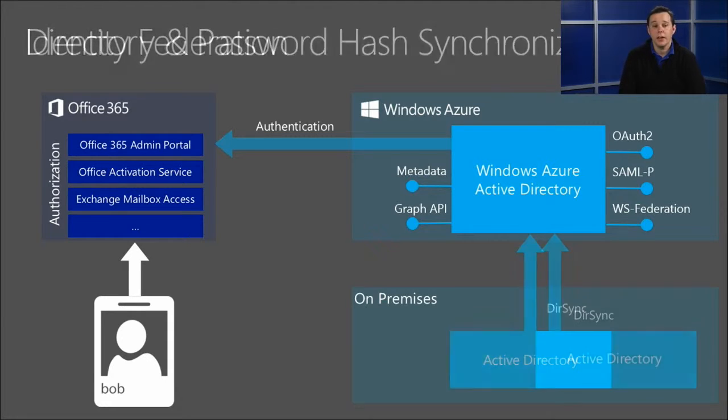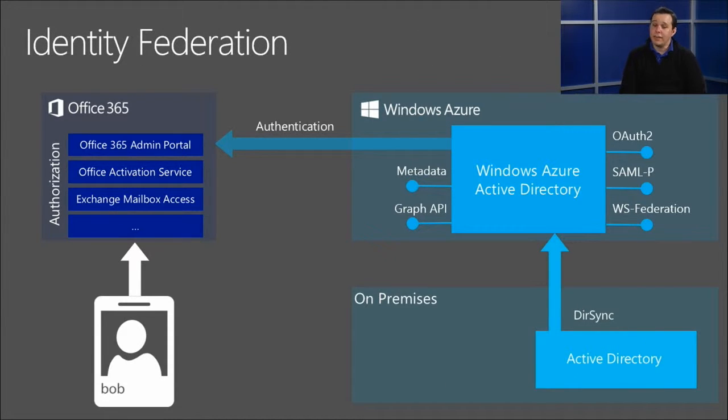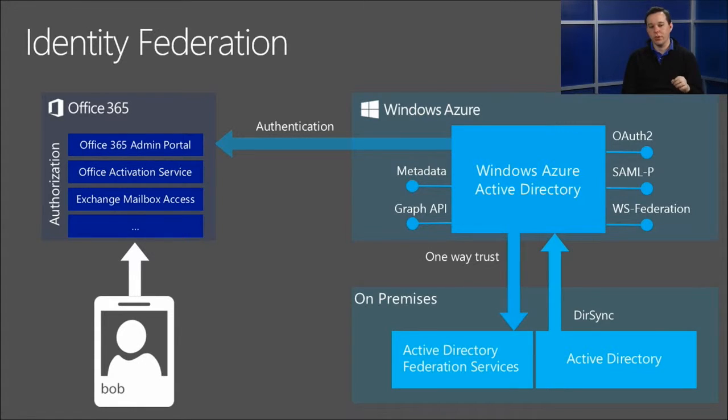Yep. So then the next step is really identity federation. This is more the enhanced phase. This is what we'd get to in step 3 if we want some of those extra capabilities. And here what we're actually doing is we're changing the authentication model. We're changing that authoritative truth from Windows Azure to the on-premises Active Directory environment.